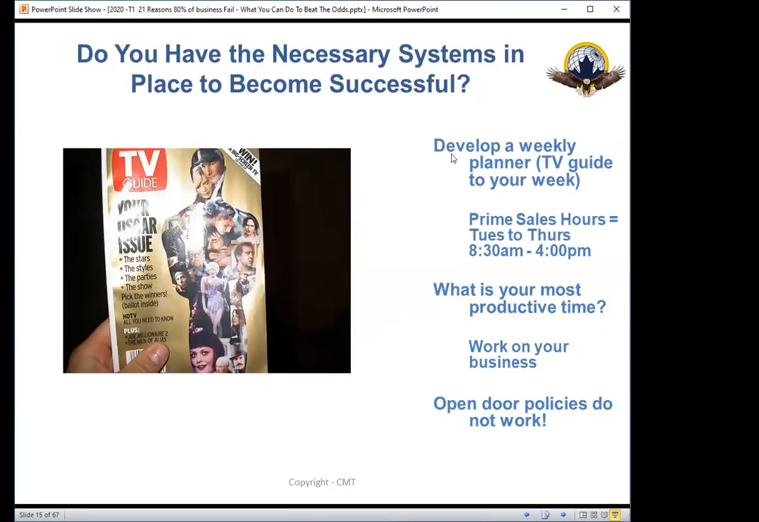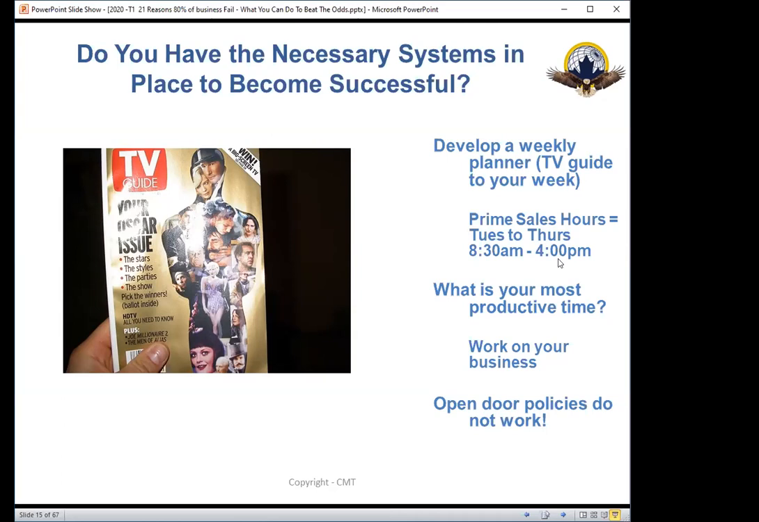So what we do is we develop a weekly planner. We identify our prime times. So prime time sales hours are typically 8:30 to 4 p.m. on Tuesday to Thursday. Mondays typically are not that great, and Thursdays and Fridays are not that great, but there's always exceptions to every rule.